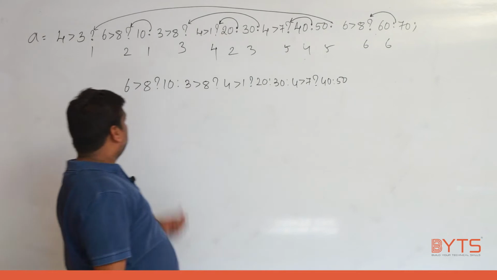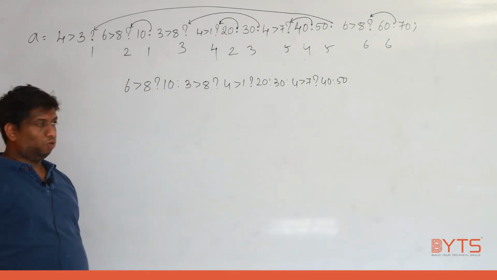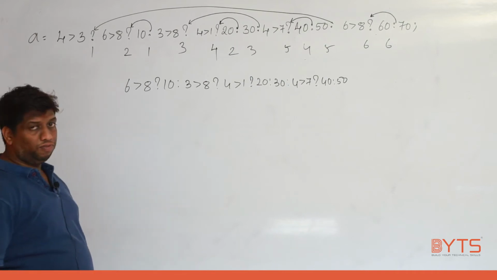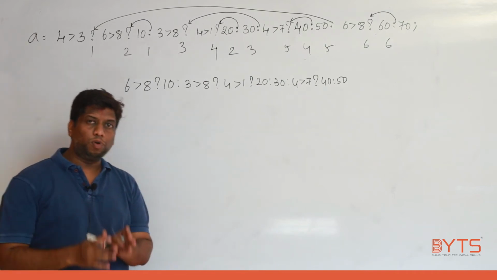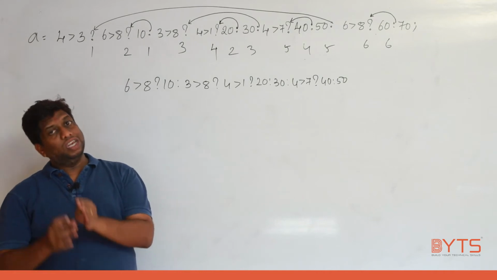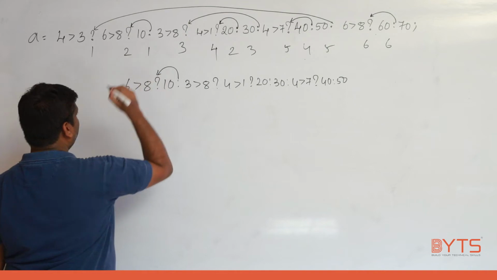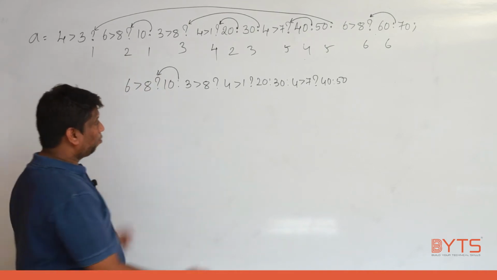Now 6 greater than 8, true or false, you need to know. False. False means you need to come to the right. If you want to come to the right, you need to know what the right is. For that we need to go to grouping. What is grouping? Come to the first colon, match to the nearest left question mark, and repeat the process.